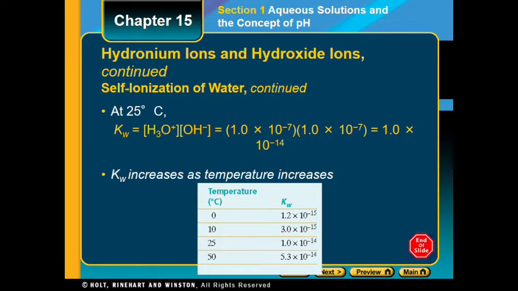Kw, the ionization constant for water, does increase as your temperature increases. So this chart is showing you a few different temperatures. And as temperature increases, you can see that the constant also increases.